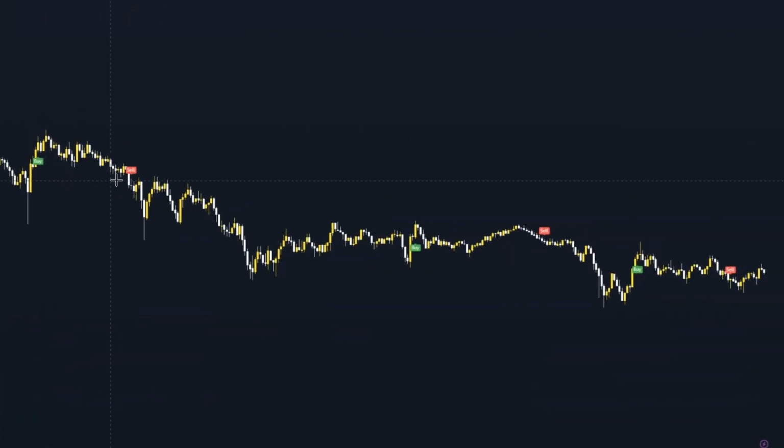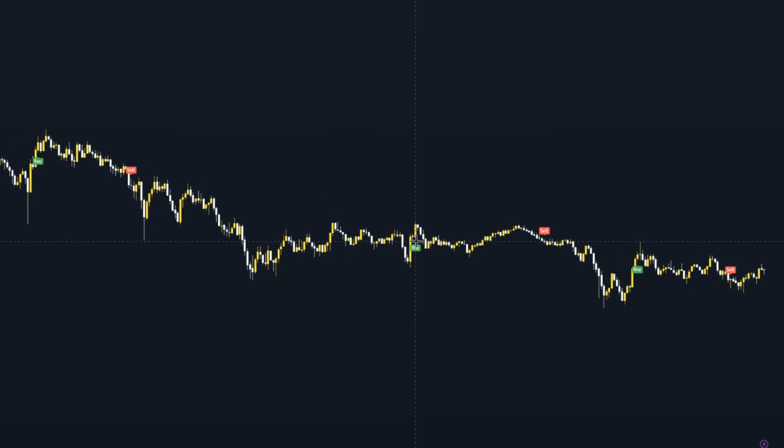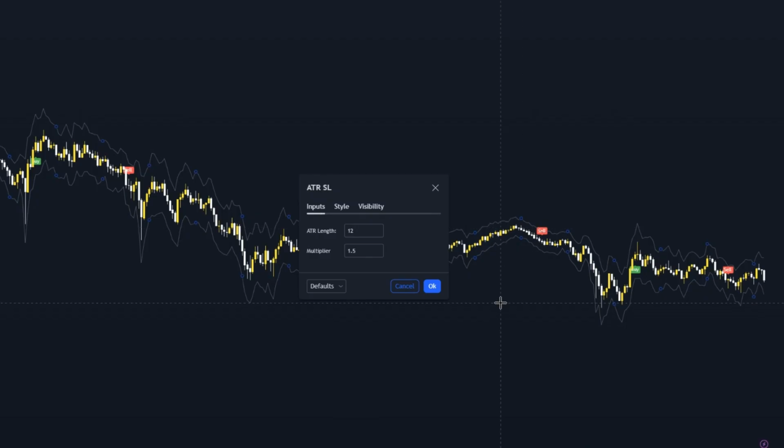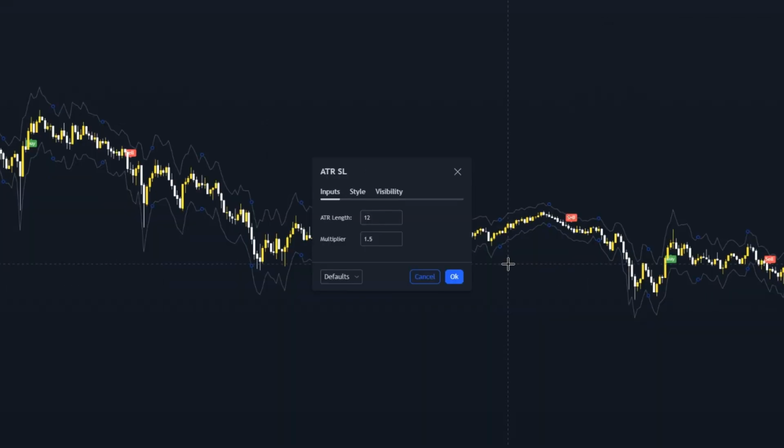We now have buy and sell signal labels printed here, but we're not going to be entering trades exactly on these signals, and I'm going to show you why in a minute. The second indicator we'll be adding, type in ATR stop, and it's this ATR stop loss indicator by Edgar. For the settings I've left the style the same, and the ATR length is 12 and the multiplier is 1.5. We'll be using this for our stop loss level just to keep the trades nice and safe.